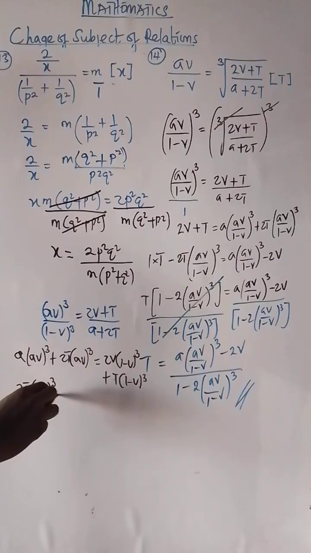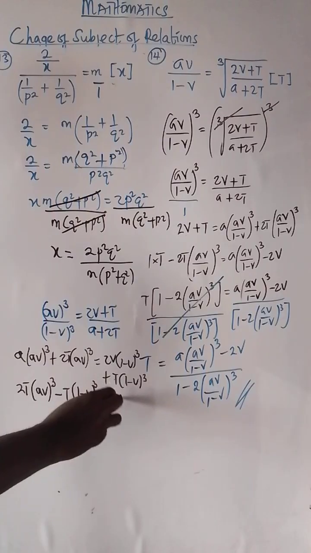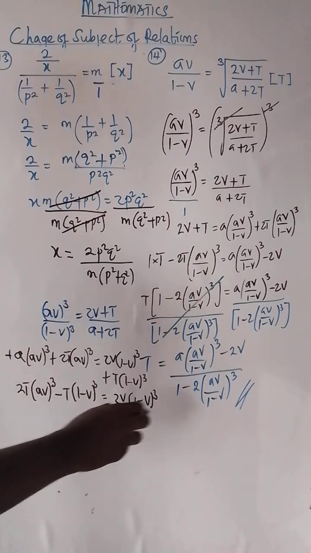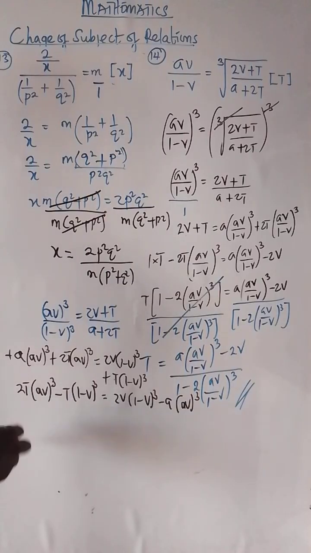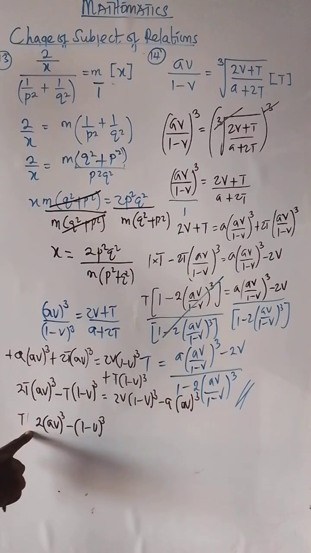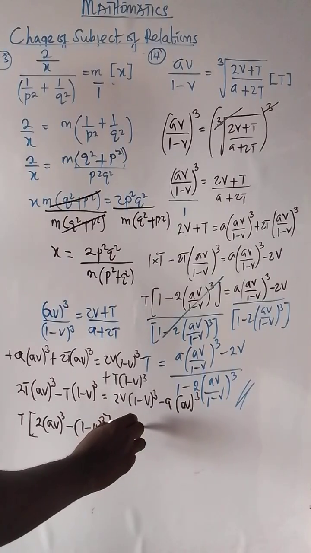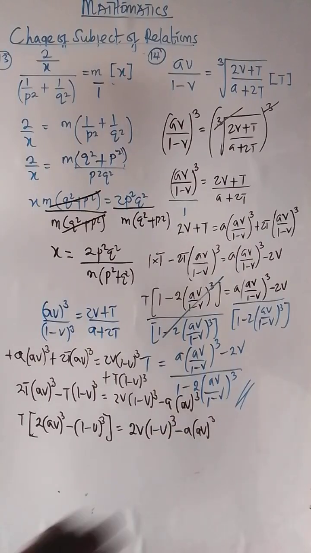Then this one will bring it inside, that will be minus t(1 minus v)³ equals to this side. This one remains 2v(1 minus v)³. Then this one goes, we have plus here, it crosses and becomes minus a into (av)³. So t is common. So if we factorize t here, we let it be 2(av)³ minus (1 minus v)³. Then here, everything we can write as 2v(1 minus v)³ minus a(av)³.